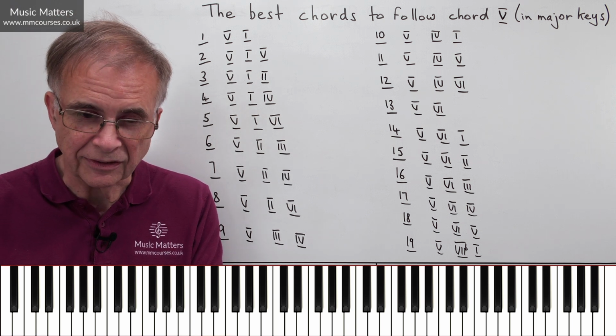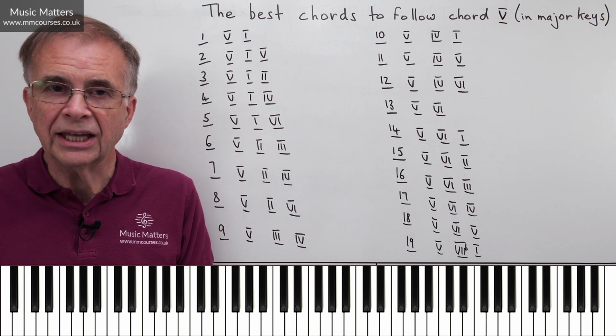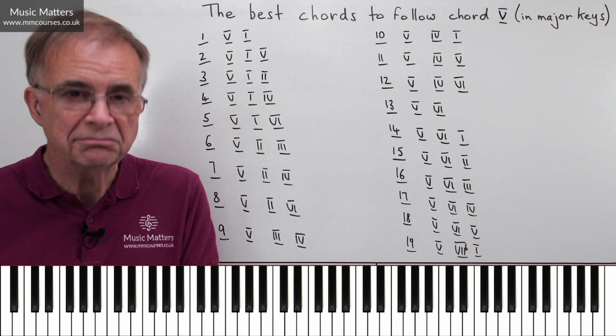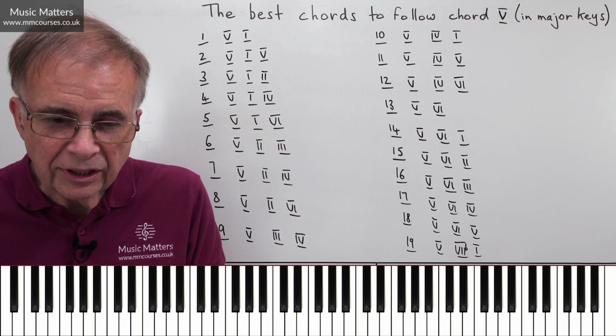Option 13 is just go straight from 5 to 6. That's a cadence. 5 to 6. So if you just want to use that as a cadence formula at the end of a phrase, it works perfectly well. Or you could use it earlier in the phrase.